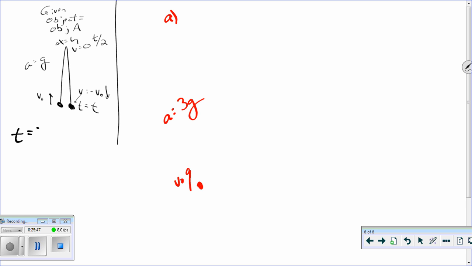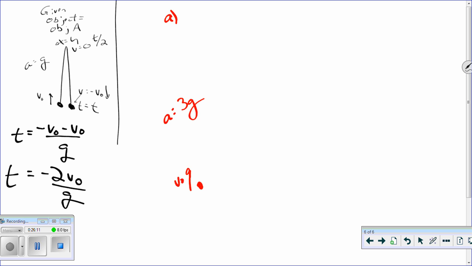So my final velocity is negative v naught. My starting velocity was positive v naught, divided by g, right? So that's negative 2 v naught over g, right? It's negative v naught minus v naught. Follow? All right, so let me pause there for a minute. So that's what t is.